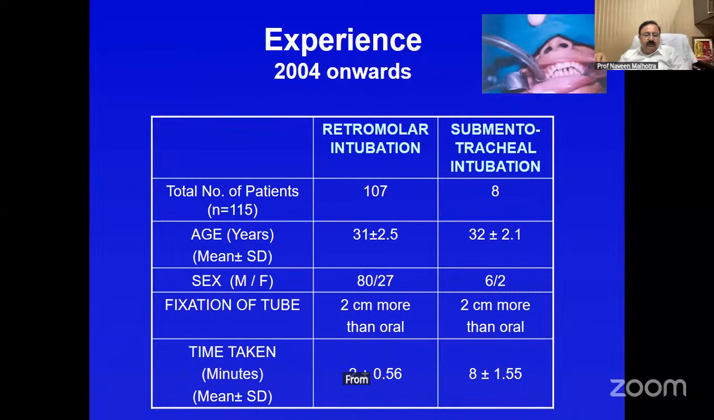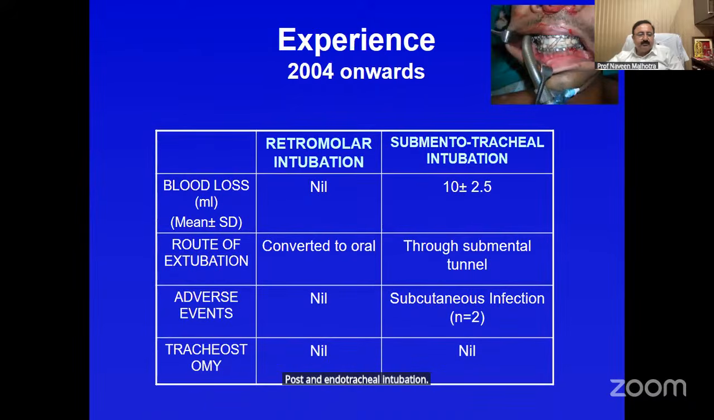From 2004 onwards, the total number of patients done was 115, and in 107 we could avoid submentotracheal intubation and tracheostomy by doing retromolar intubation. These patients were again, majority, young and males, and fixation of the tube was 2 centimeters more than oral, and it took only 2 minutes to perform the procedure as compared to 8 minutes for submentotracheal intubation.